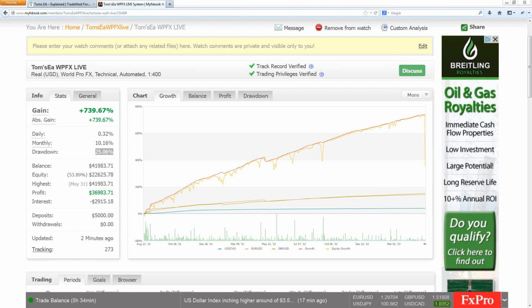Oh, he used the default deposit. Okay. Okay, Kenny says it is the open trade drawdown that they're showing here. So that's good.